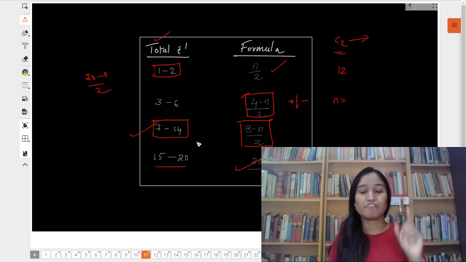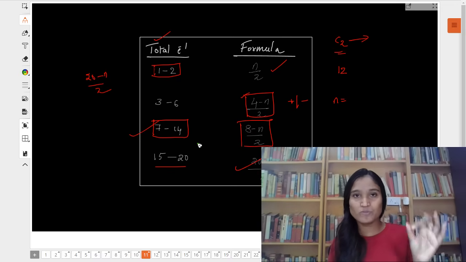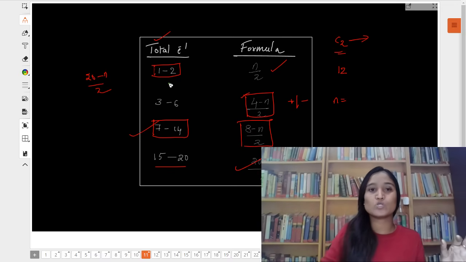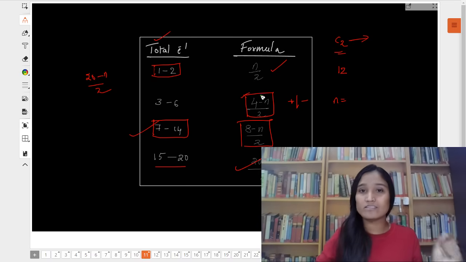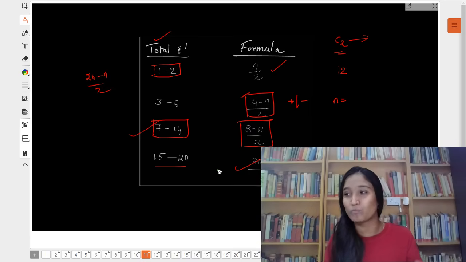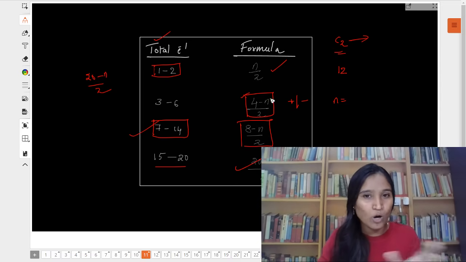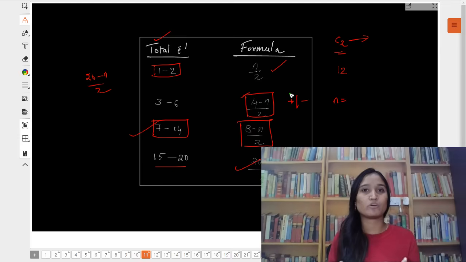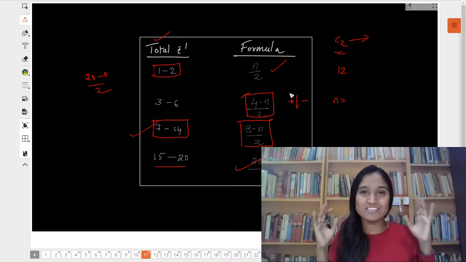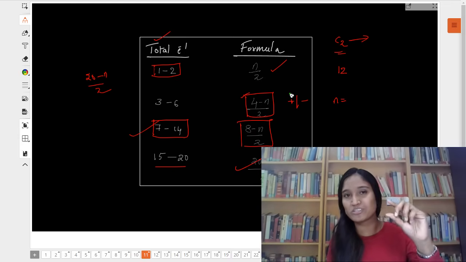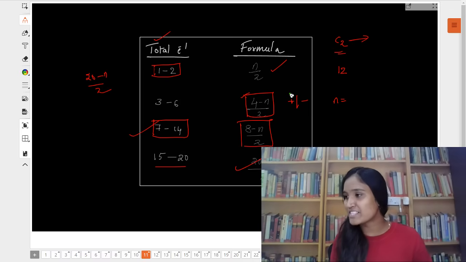It's a formula. First thing, count the number of total electrons, and if your total electron count falls between 1 or 2, your formula is n by 2. 3 to 6, 4 minus n by 2. 7 to 14, 8 minus n by 2. 15 to 20, 20 minus n by 2. One thing you got to remember here is that the outcome of this formula, whether positive or negative, doesn't make any difference to you. You just focus on the number that you get. Done? Is everyone clear?